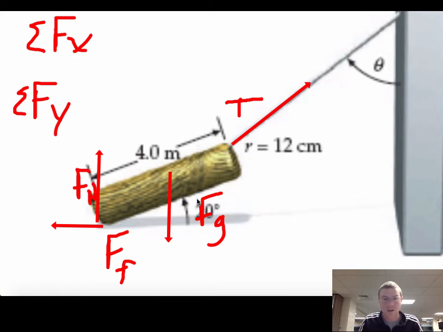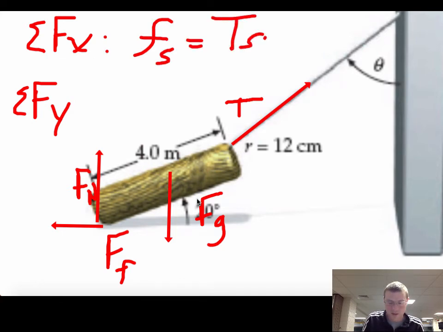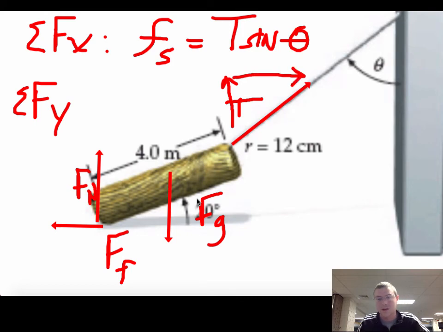So x forces seem pretty simple. Force of static friction backwards is going to equal the tension times the sine of the angle theta. And why is that sine of the angle theta? I'm going to take components to be in this direction for my tension. So there's my Tx and my Ty, and you can see that that now gives me the same angle as I have from the wall. Because our goal here is to find that angle of the wall and the tension in the line.